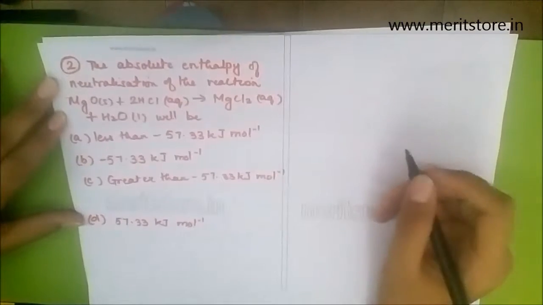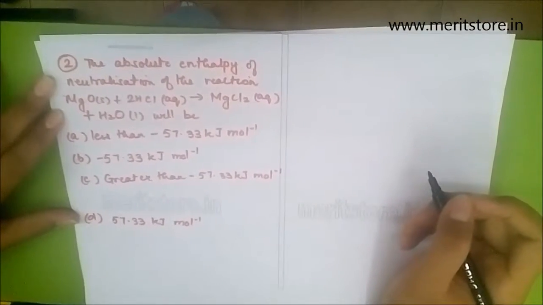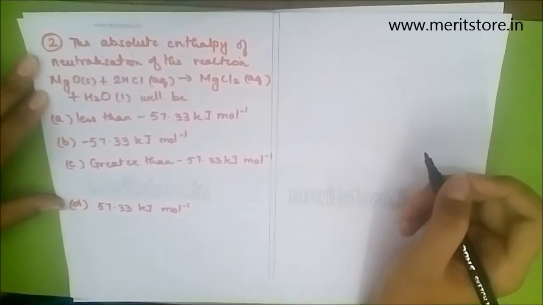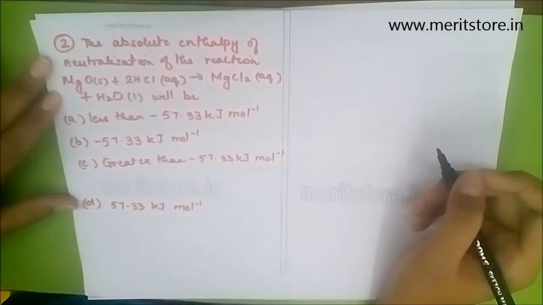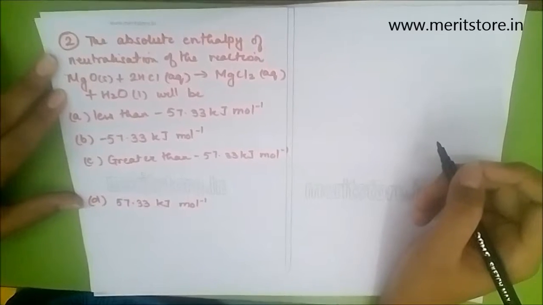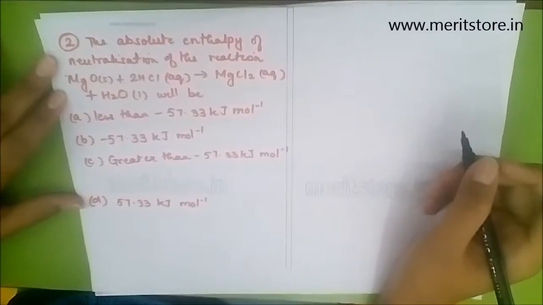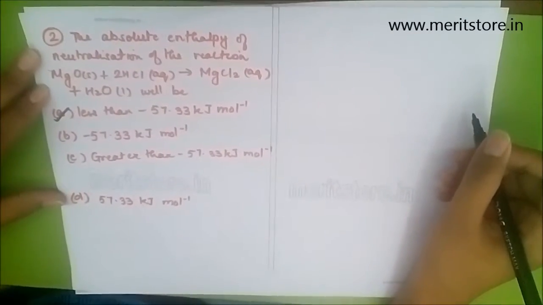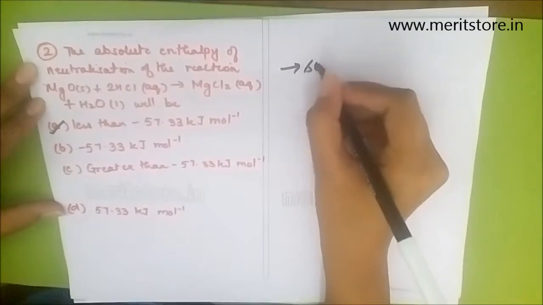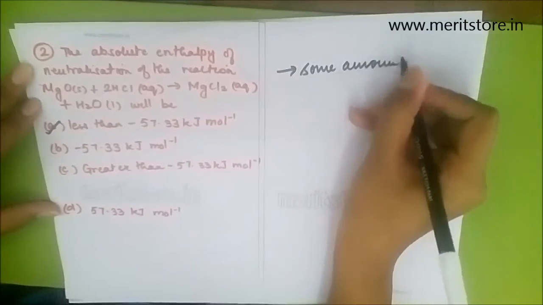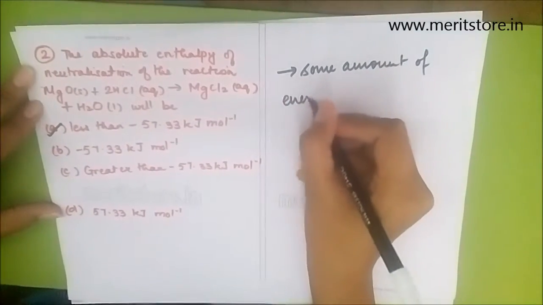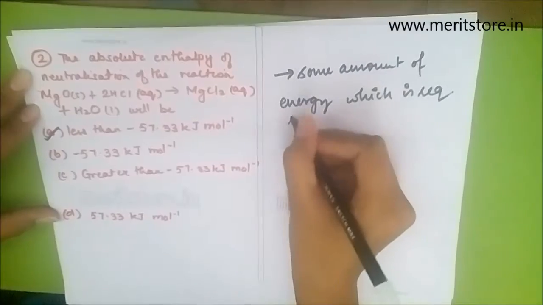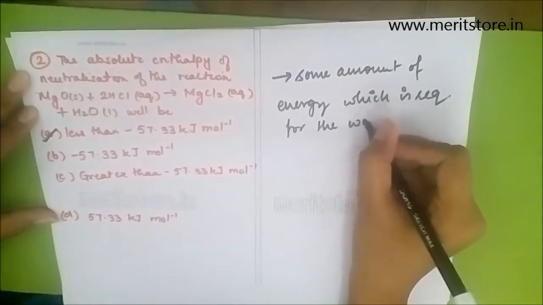The absolute enthalpy of neutralization for the given reaction will be: less than minus 57.33 kilojoules per mole, minus 57.33 kilojoules per mole, greater than minus 57.33 kilojoules per mole, or 57.33 kilojoules per mole. Now the correct option here is A, that is less than minus 57.33 kilojoules per mole, as there is some amount of energy which is required for the work.